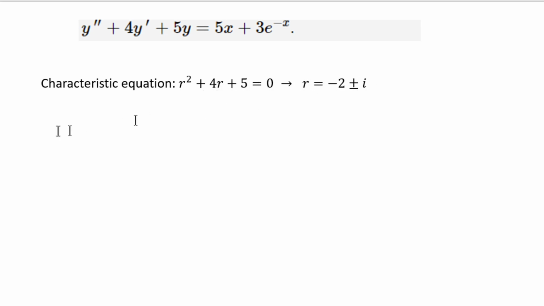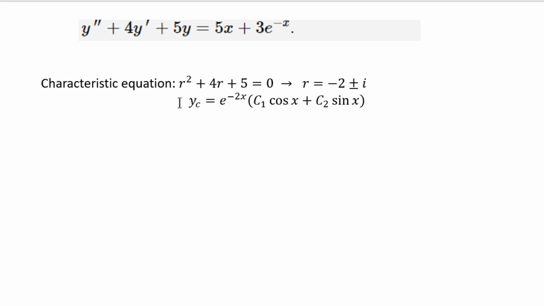Once you get this solution, you can write down not the general solution, but the solution corresponding to this characteristic value, which is negative 2, and this is 1 times i, so it's cosine 1x and sine 1x. We call this a complementary solution, and this is not really a solution to the original equation, but the one with the right side being 0. So this is the solution of the homogeneous differential equation, where y double prime plus 4y prime plus 5y equals 0.